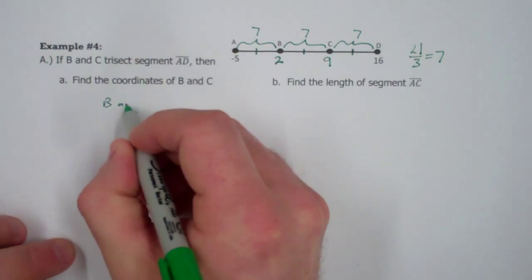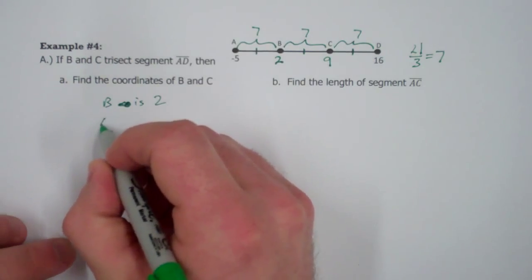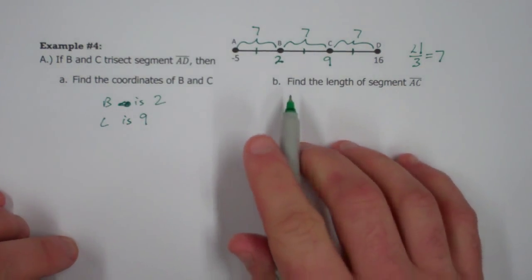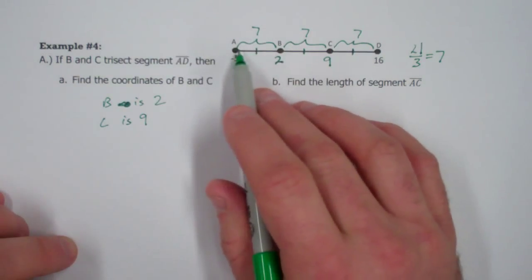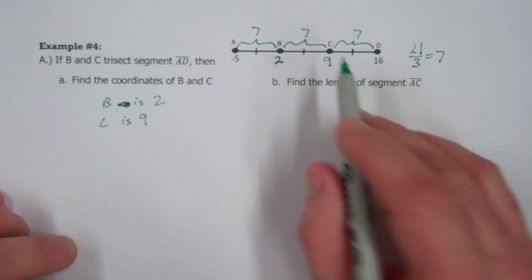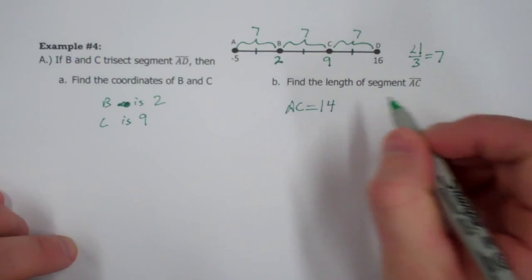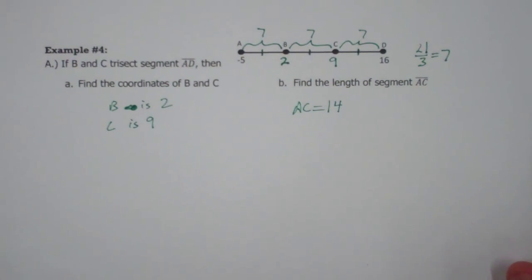So B and C, we'll do B is 2, and C is 9. That'd be enough for this one. I want to find the length of segment AC, so that's from here to here. Notice AB is 7, BC is 7. If we add 7 and 7, we get 14. So AC is 14.